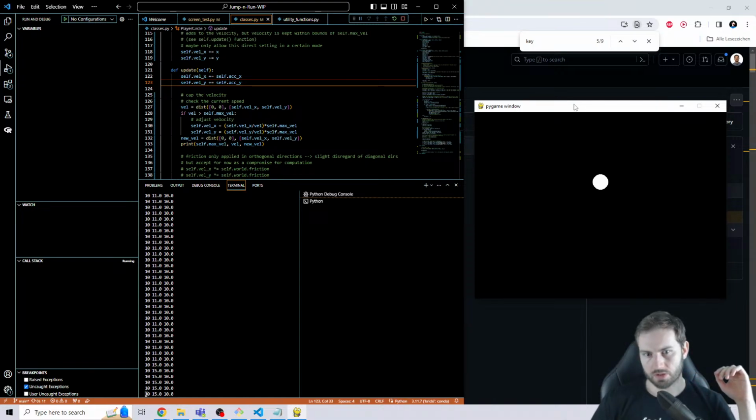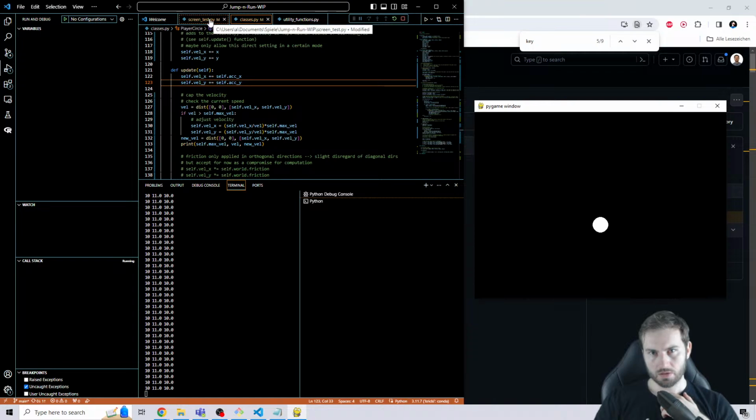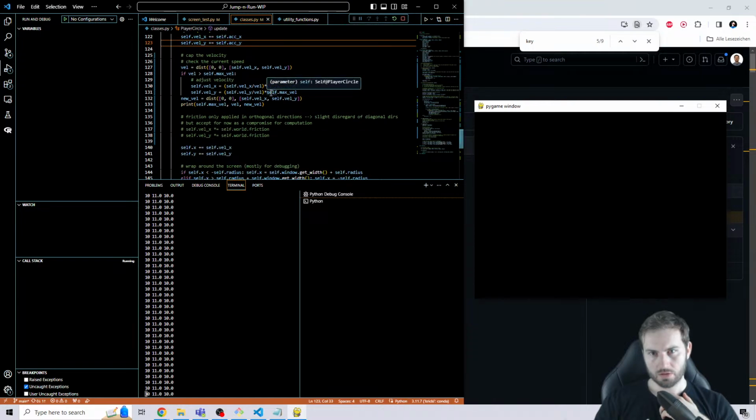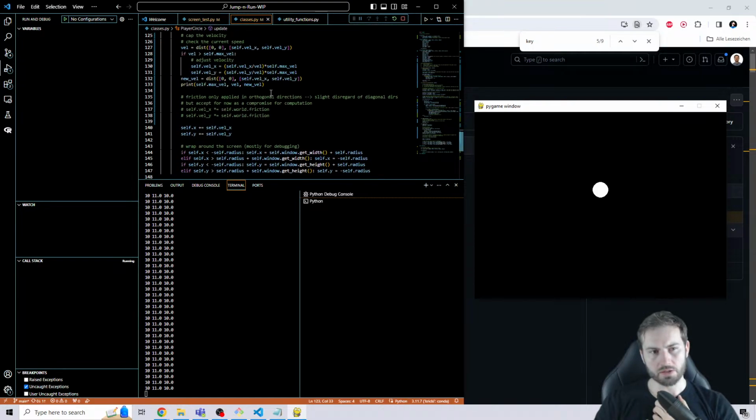If I now press the key down. Okay, yeah. No, the new velocity also stays. Okay. So maybe it was the friction then. Let's... So it seems like it's an interaction with the friction.